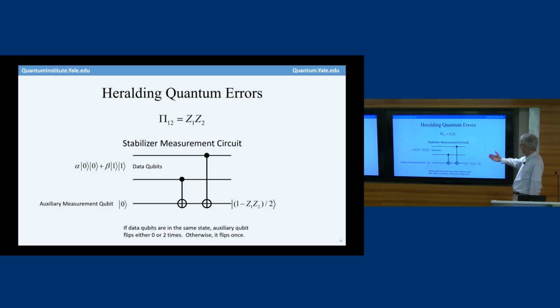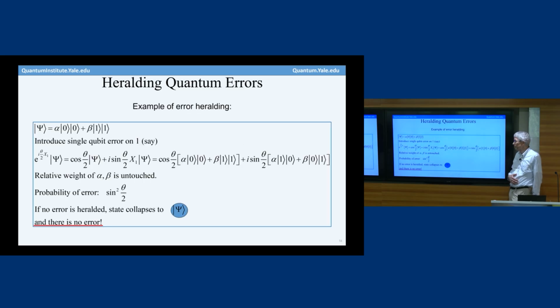So by this clever circuit, and the fact that you can't tell the difference between flipping the ancilla 0 times and 2 times, I lose the information about what the individual bits are on these wires. Only their joint property is left. Okay. So again, this is a duplication code, not a 3-qubit code, so it can't correct errors. Just like the classical case, it can only herald the errors.